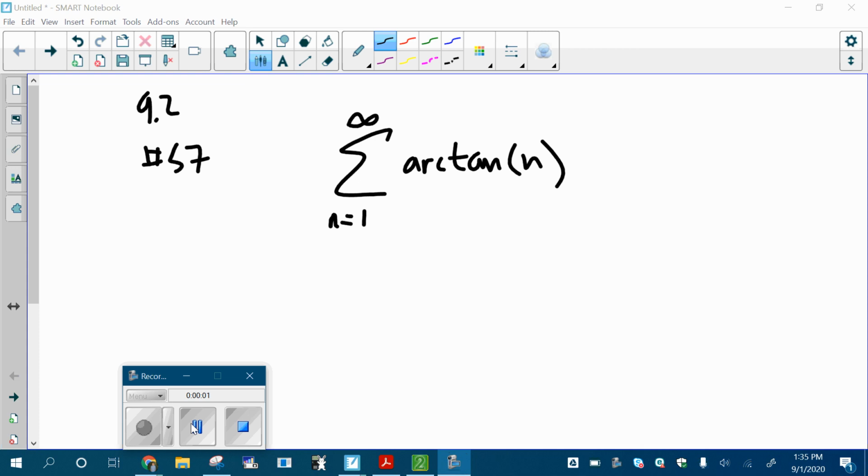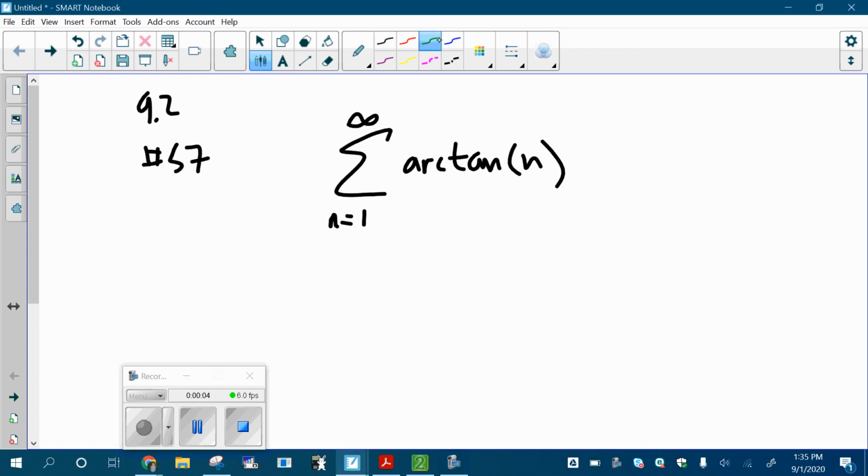Hello friends, this is 9.2 number 57. You'll notice this is an infinite series and it's got arctan in it. Arctan is a function that comes up in BC all the time. It's Mrs. Lemke's favorite function. So you should know what arctan looks like.